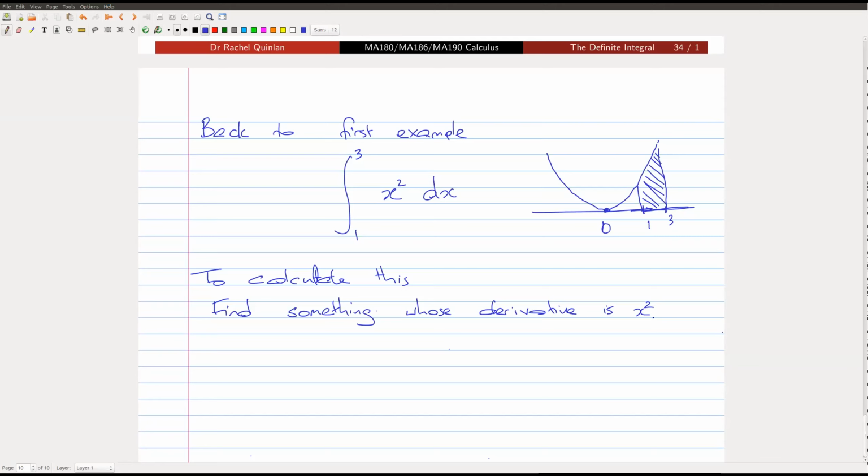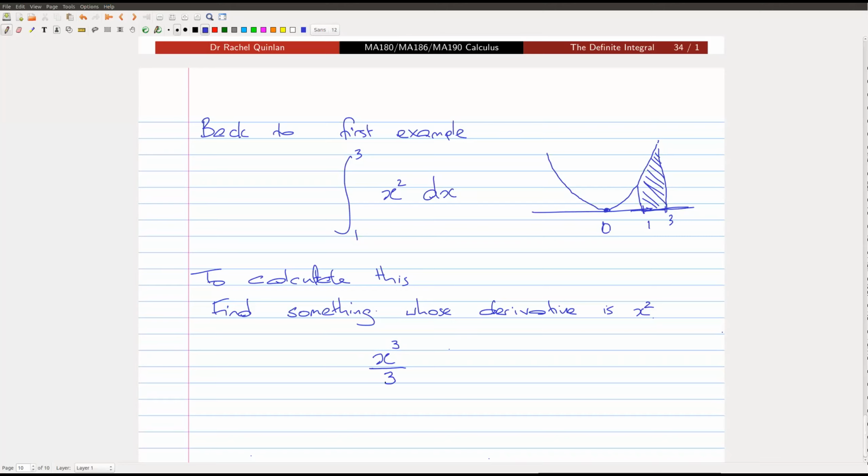So we have to find something whose derivative is x squared. Well, we have to ask ourselves, what do I have to differentiate to get x squared? Okay, we know how derivatives behave for polynomials. So the answer to that is basically x cubed, but x cubed is not quite right, because if we differentiate x cubed, we don't get x squared, we get 3 times x squared. So that's wrong by a factor of 3.